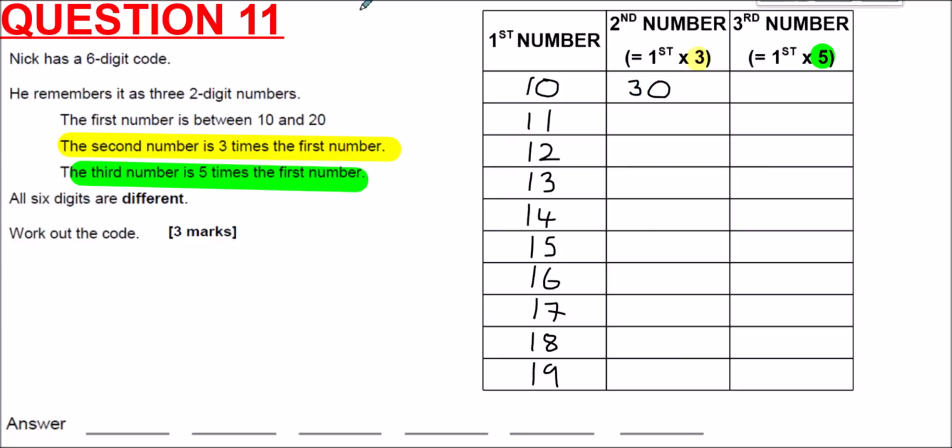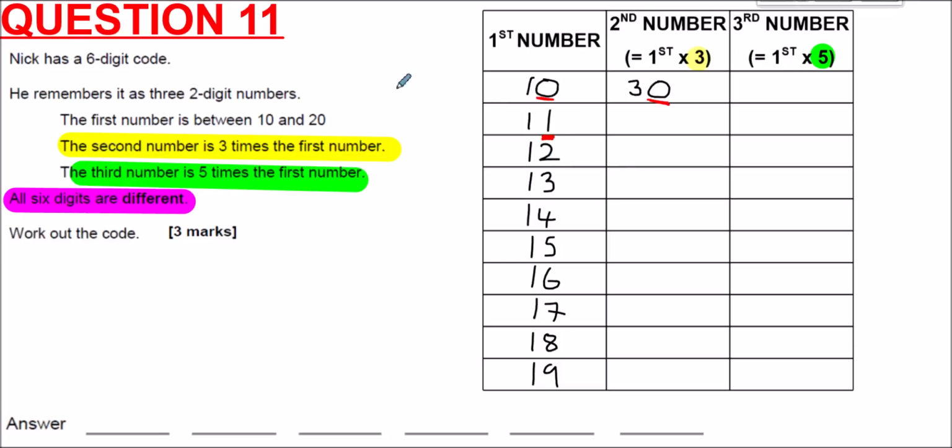But we can't have that because the digits have to be different. All 6 digits have to be different, and here we've got the 0, which has been repeated. And so the first number can't be 10, because if it was, the 0 would repeat. In the same way, before we even begin, it can't be 11, because you've already got 2 ones which have repeated. So 11 isn't a possibility.